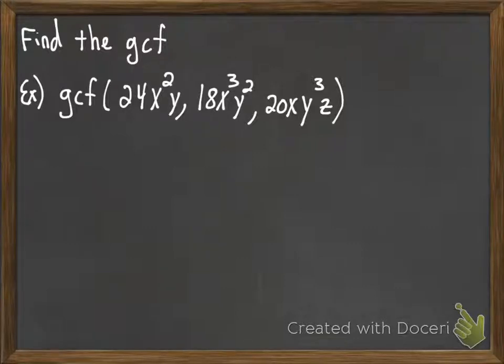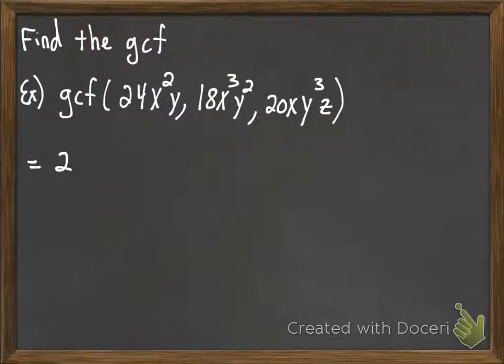So we look at the numbers 24, 18, and 20, and we figure out what would go into each of them. Sometimes you may need to use that division method, other times just approach it and see what happens. In this case, it's not too hard to see that the only thing you can take out of each of those numbers is a 2.